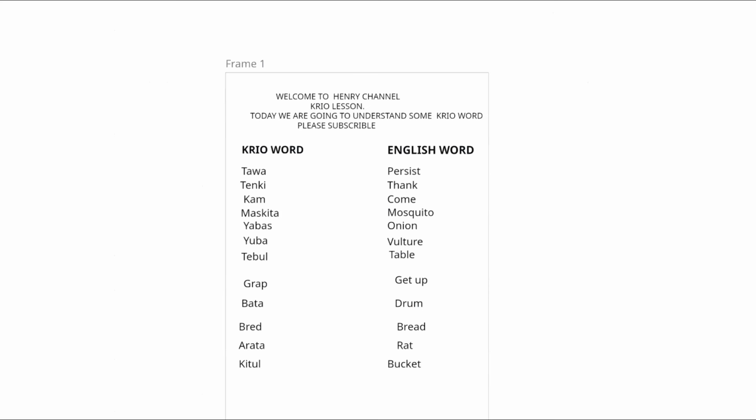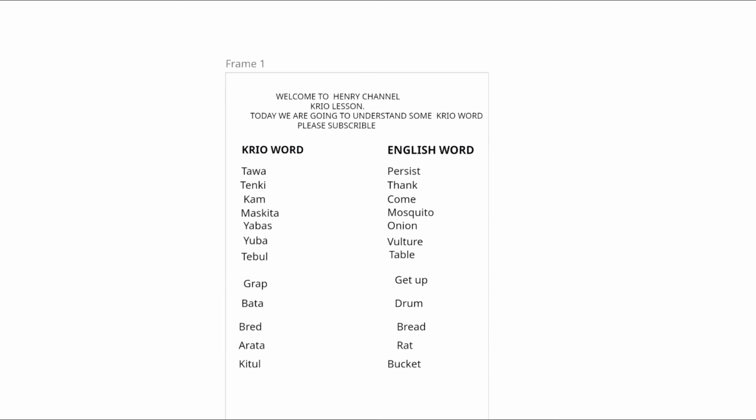Guys, we start. We start with the word in Krio. We get Tawa. T-A-W-A. Tawa. In English, Pasis. In Krio, Tawa. Say it after me. Tawa. In English, Pasis. Second word is Tenki. Tenki. In English, thank you.